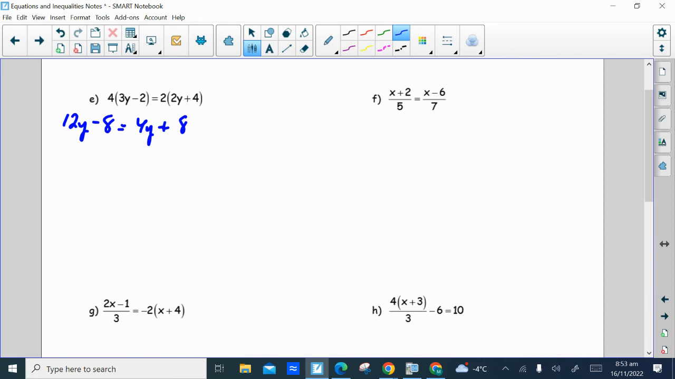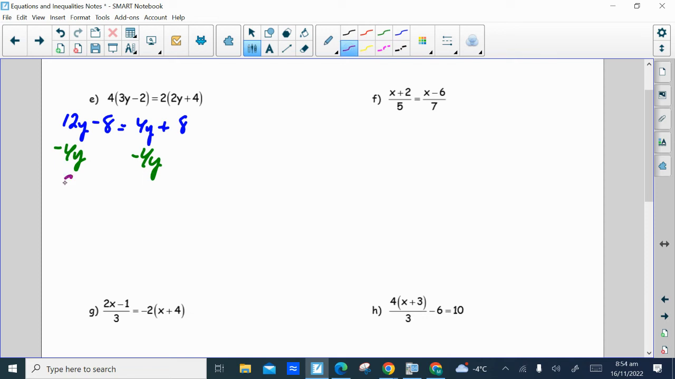4? No, there's no 4 there. There's a 4y, not a 4. So you're going to subtract 4y from both sides. Again, by doing it this way, you're going to reduce the chance of having negatives.